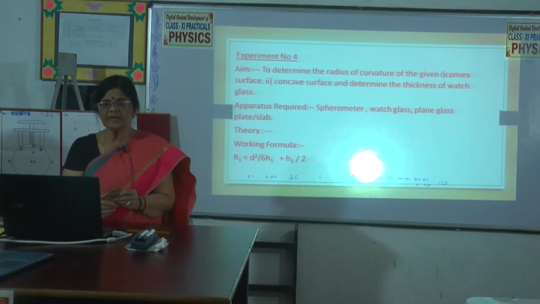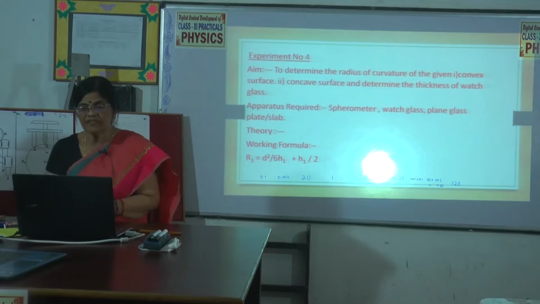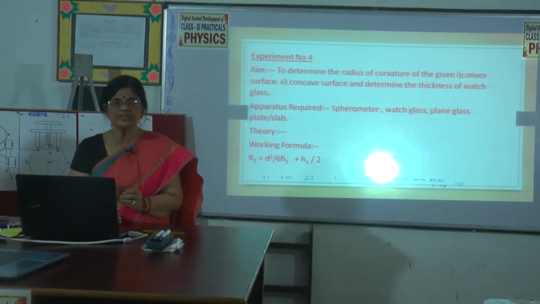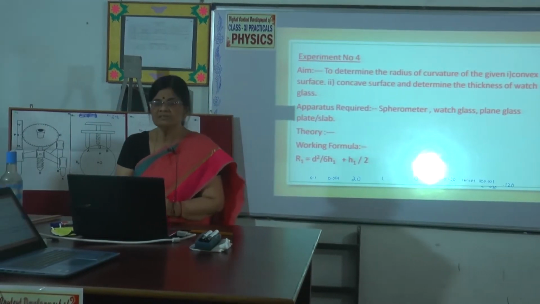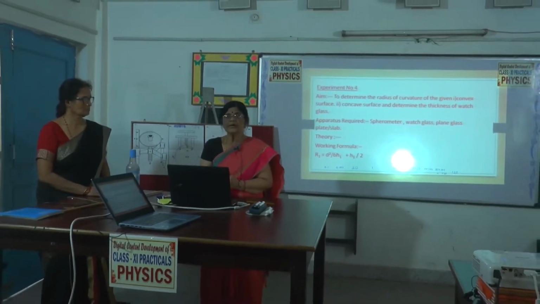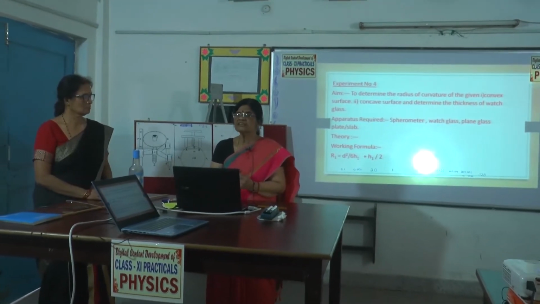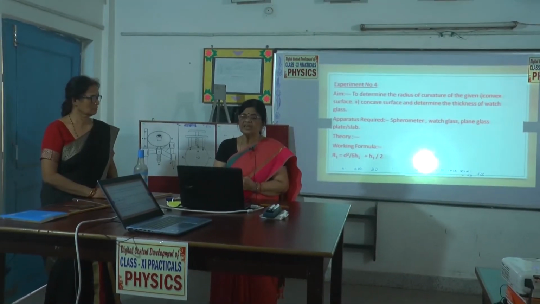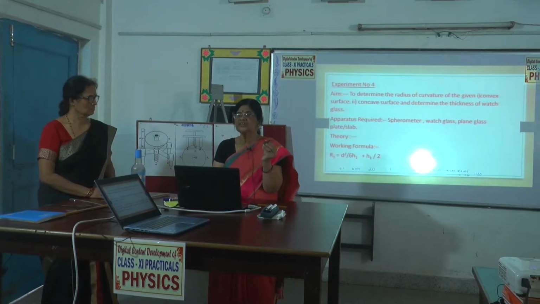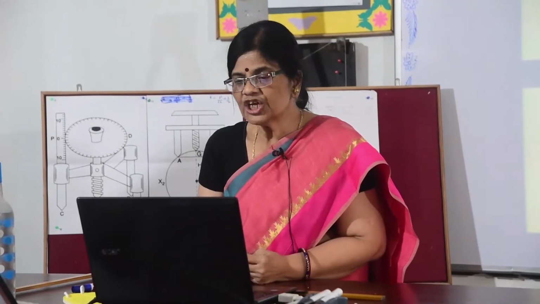We start with experiment number 4: to determine the radius of curvature of a given convex surface using a spirometer. We can also determine the radius of curvature of a concave surface and the thickness of a watch glass using a spirometer. So these are 3 experiments which we can do together, but let's only do the convex surface radius of curvature determination. Apparatus required is a watch glass and a spirometer.